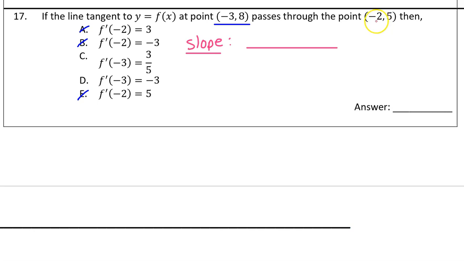So here we go, y minus y. So that's going to be 5 minus 8 over x minus x. So negative 2 minus negative 3, negative 2 plus 3. That's going to be negative 3 over 1, which is negative 3. So the slope of f at negative 3 is negative 3. That's how we know the answer is D.